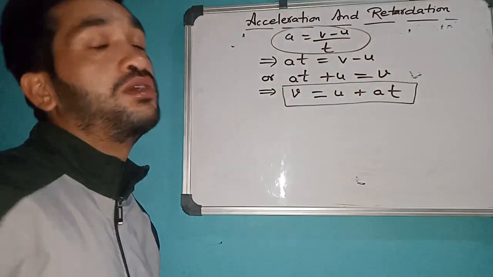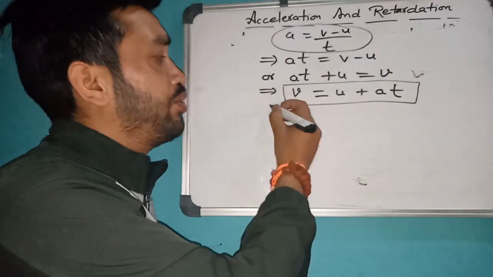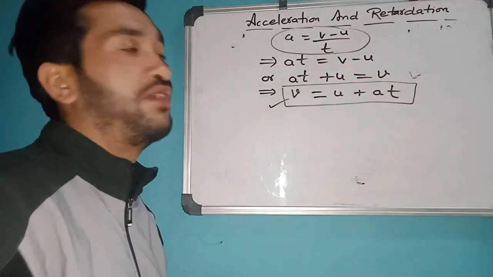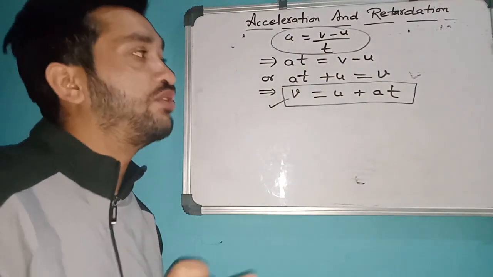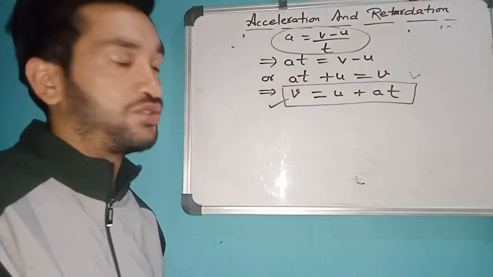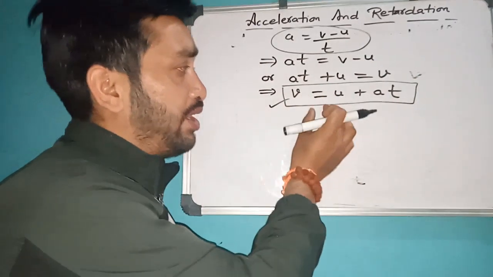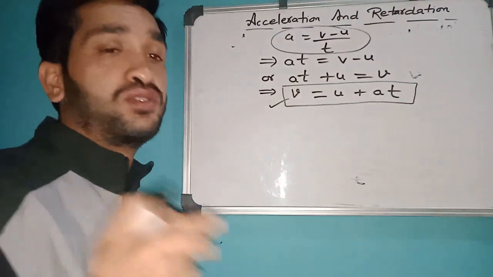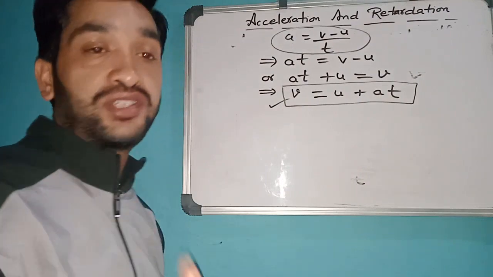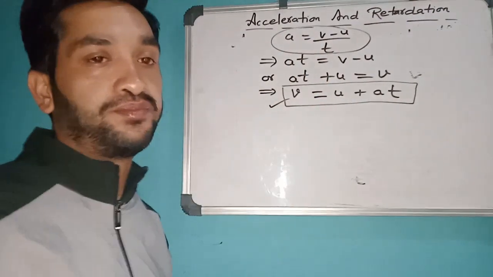Okay, so this is your way to derive acceleration, and this is your Newton's first equation. This we will derive in part C of this chapter. Don't worry about that. We will derive all three equations of motion. But here, why have I derived this first equation? So that you can solve the questions which are based on acceleration.